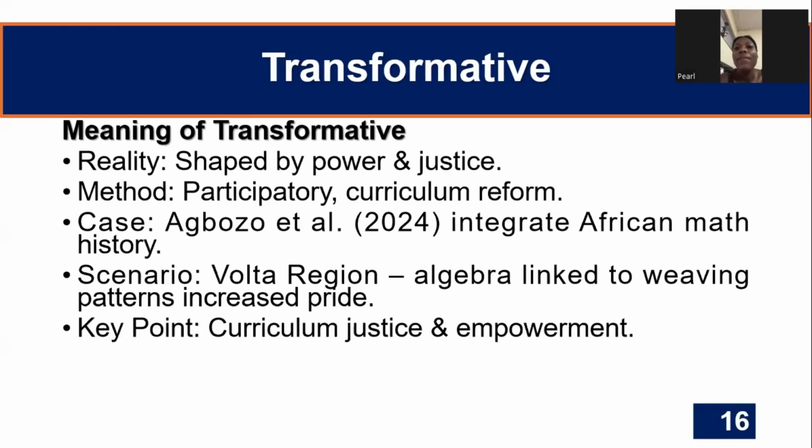So here we have the meaning of transformative research. I've already explained, but let's see what we have here. In reality, it will shape thoughts, power, and justice. Yes, it corrects the problem of inequality, which brings about justice. And then the method uses participatory approaches. Participants are actively involved. Participants in the society are involved in carrying out the research.